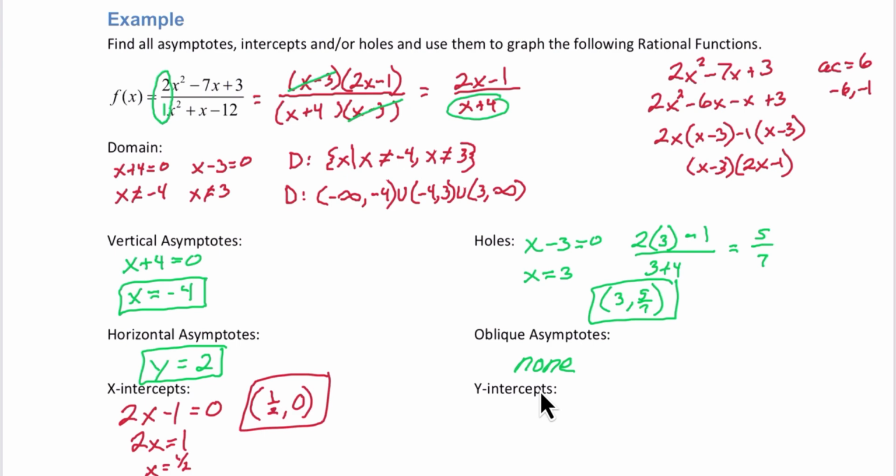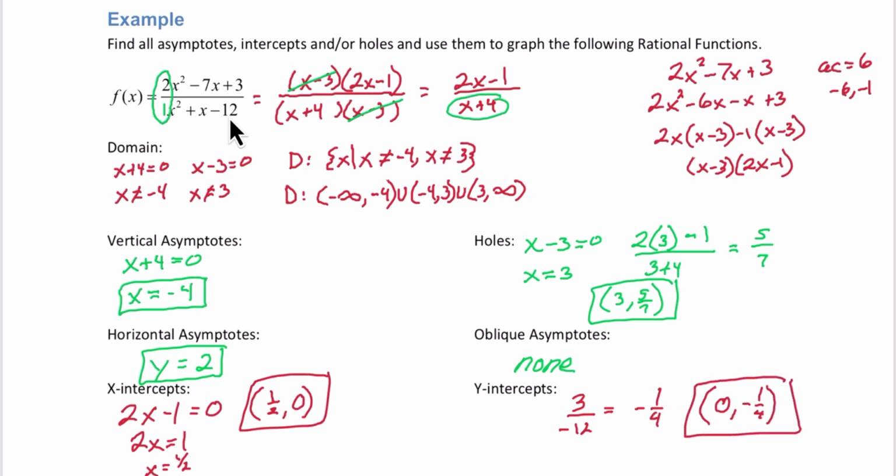To find the y-intercept, we set x equal to 0, like we've always done. And it's probably going to be easier to use the original version rather than the factored version. Notice that when you set x equal to 0, this term goes away, and you're left with a 3 in the numerator. In the denominator, set x equal to 0, that goes away. Set x equal to 0, this term goes away. You're left with negative 12. So this reduces to negative 1/4, meaning the y-intercept is (0, negative 1/4).